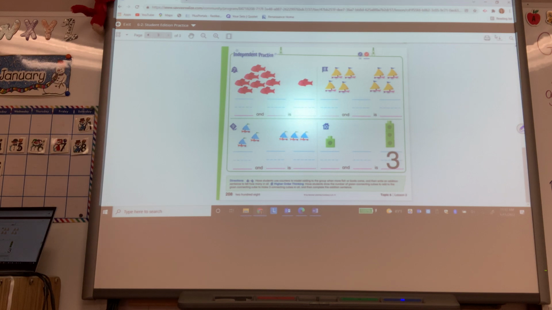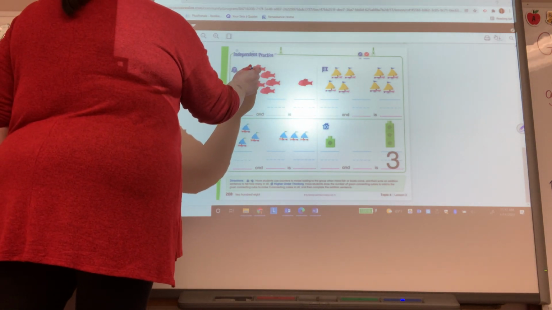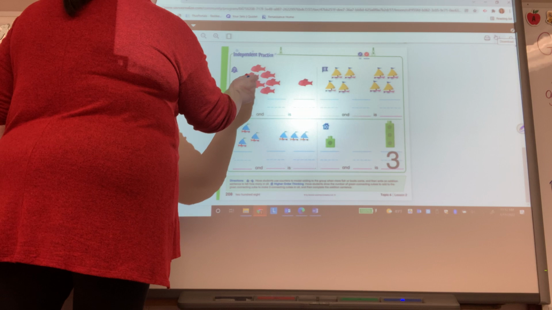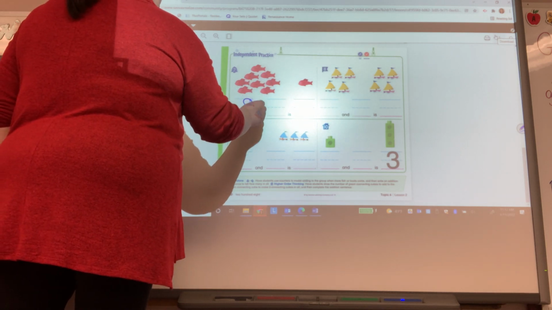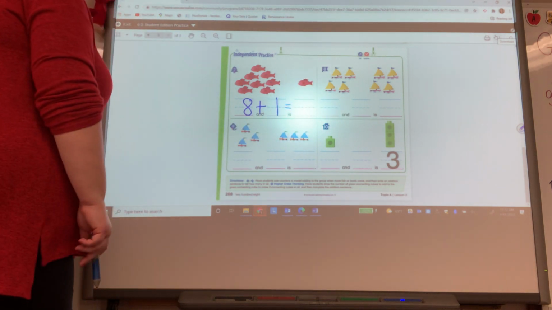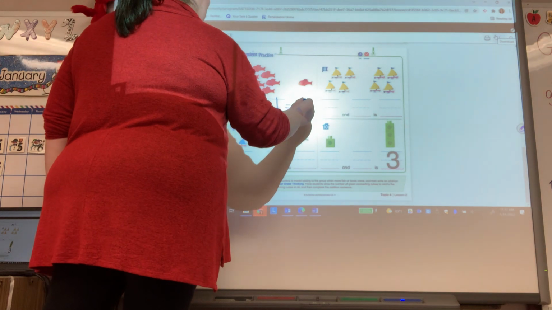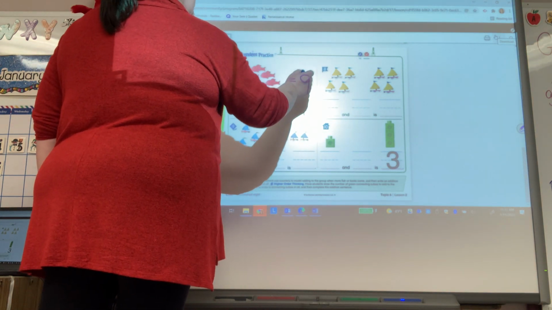When you're done doing that, let's do a one-page flip. Number 7 is inside of the Christmas tree, and we have to count some fish. So let's count this first group. 1, 2, 3, 4, 5, 6, 7, 8 fish. So 8 plus 1 equals what? 9. 1, 2, 3, 4, 5, 6, 7, 8, 9.